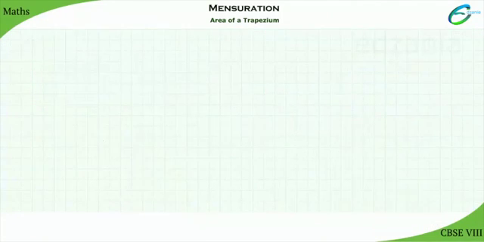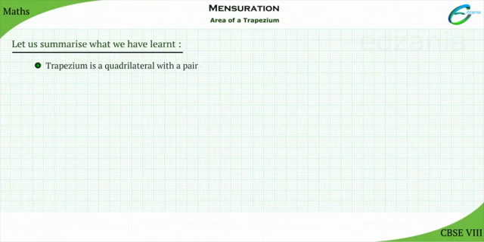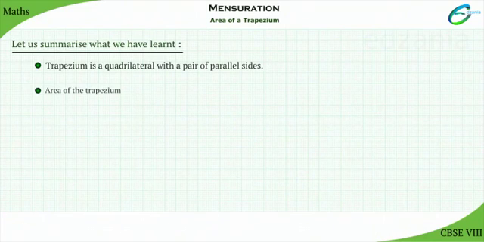Let us summarize what we have learned. Trapezium is a quadrilateral with a pair of parallel sides. Area of a trapezium is equal to height into sum of the parallel sides divided by 2.